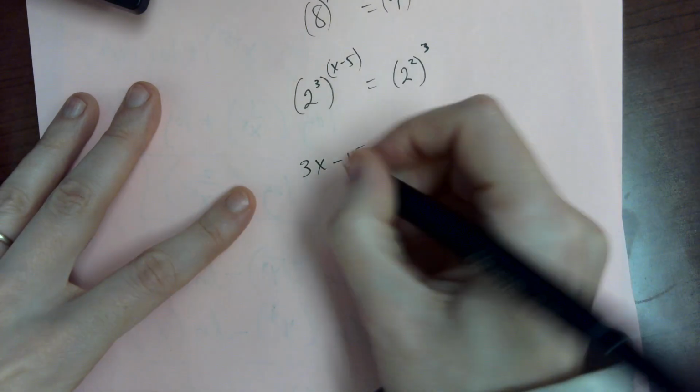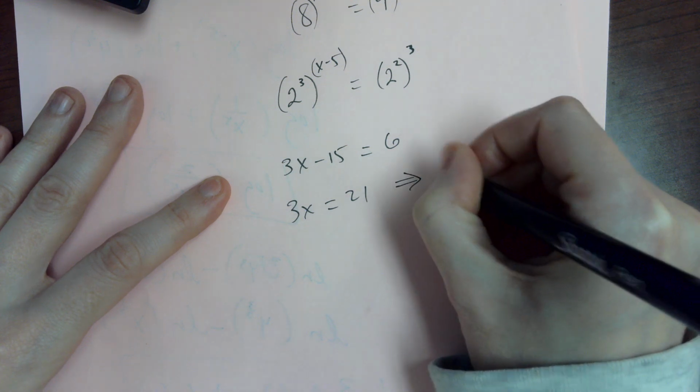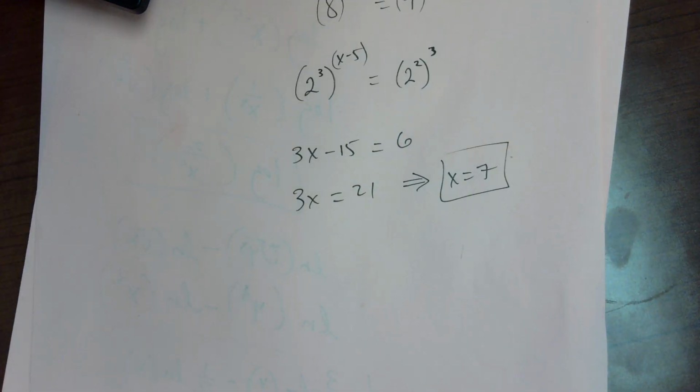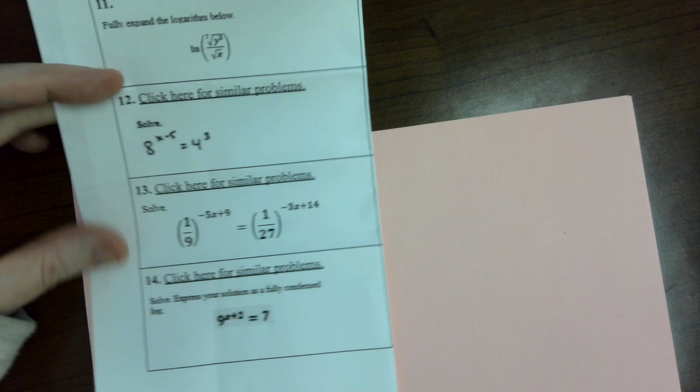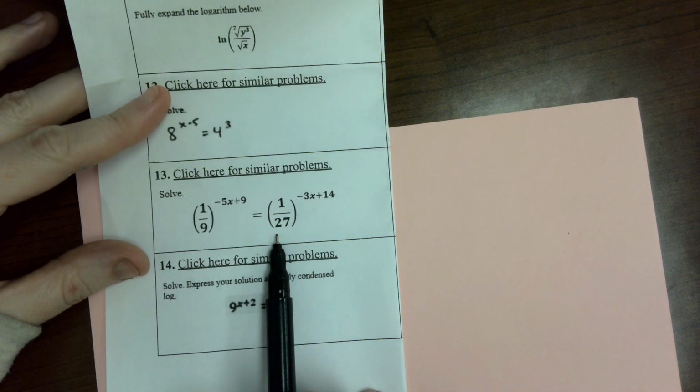Okay, and then I'll add 15 and then divide by 3. Okay, so x equals 7. Okay, now the next one is very similar, except this number 13, our bases are fractions.